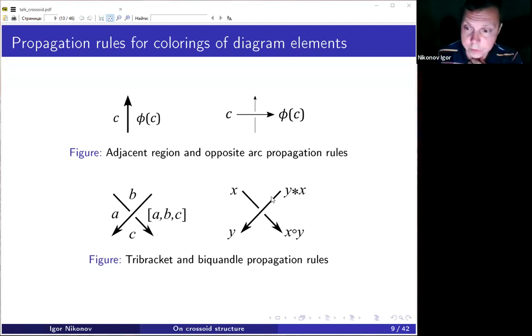Analogously, if one considers colorings of semi-arcs and uses the following rule, that if we know the colors of two adjacent, not opposite, semi-arcs incident to one crossing, then the colors of the other two semi-arcs are defined by these colors X and Y. This leads to the biquandle structure.